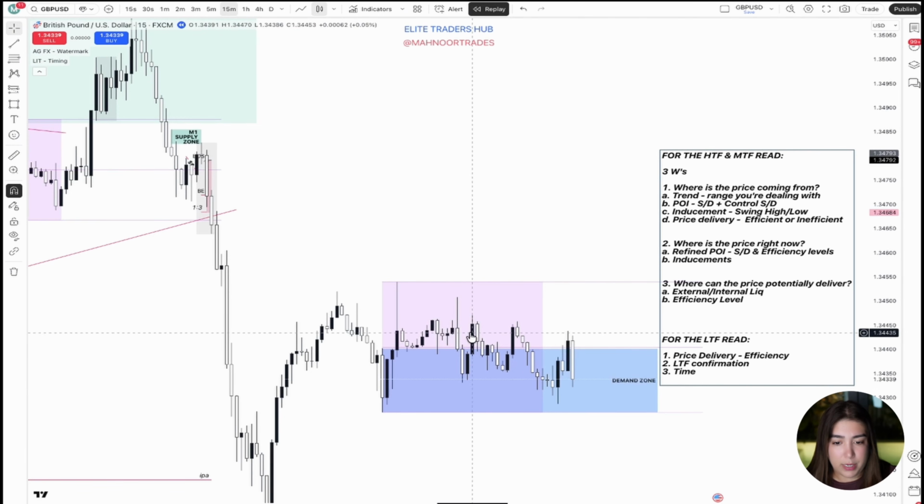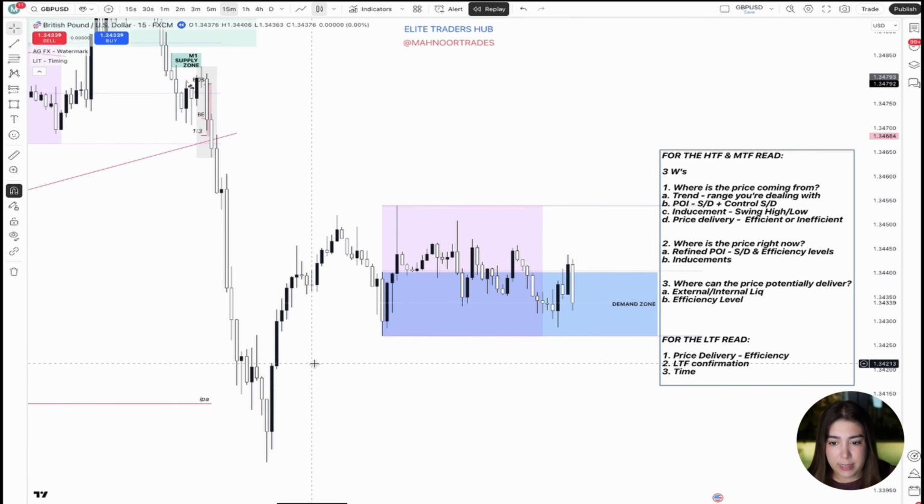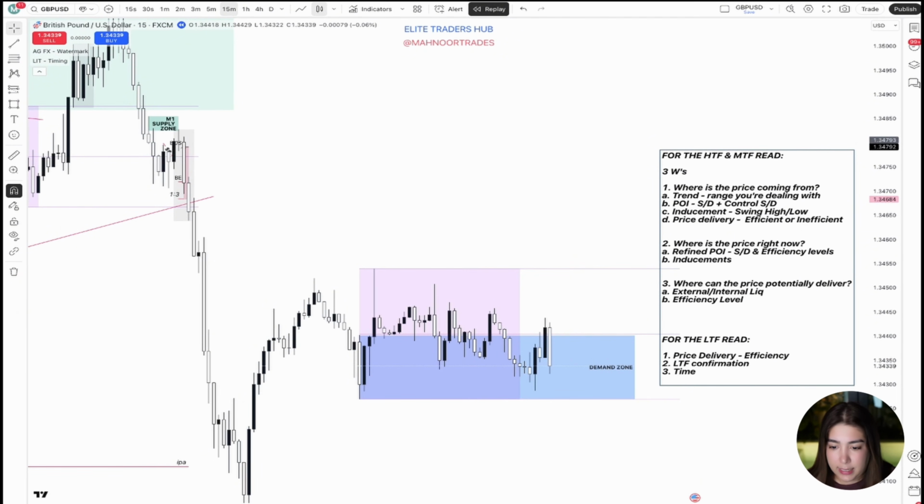Why this one here and I've not marked the one at the extreme point? Because this one here actually had inducement of this low here. So it came down, induced this higher low, and then went up to create a new high. So this is an important demand zone. If I'm bullish, I do expect this demand zone to actually hold.